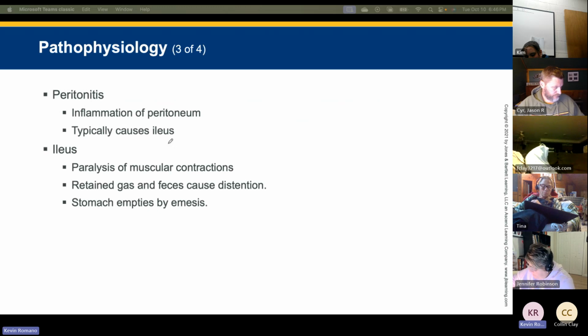Peritonitis is inflammation of the peritoneum, which typically leads to an ileus, right? The ileus, or like a paralysis of the muscular contractions, retains gas and feces, causes distension, and the stomach empties by emesis, right? So we are retaining all that stuff that the stomach tries to empty.